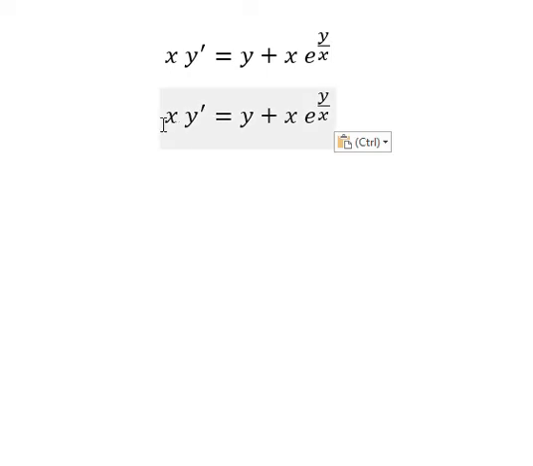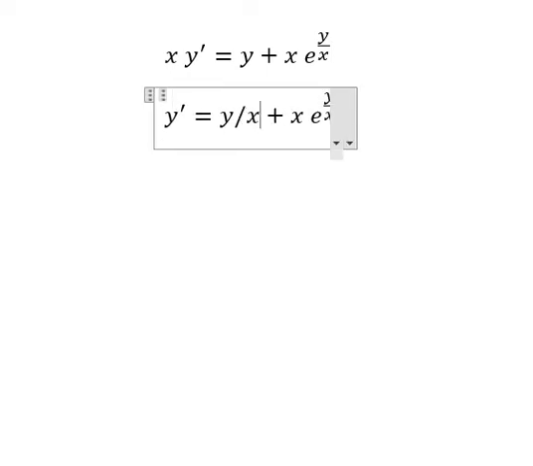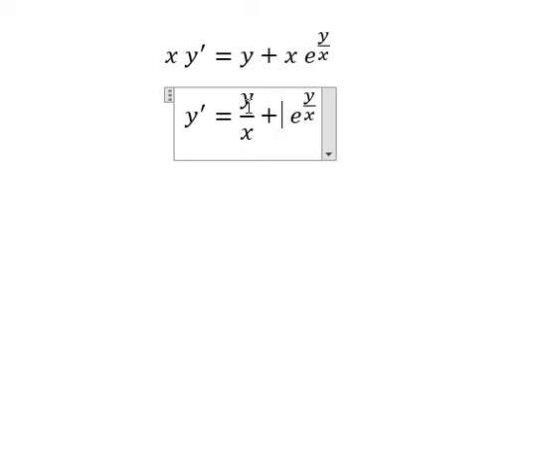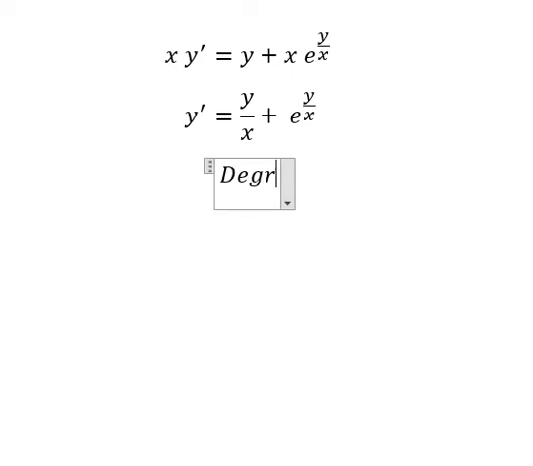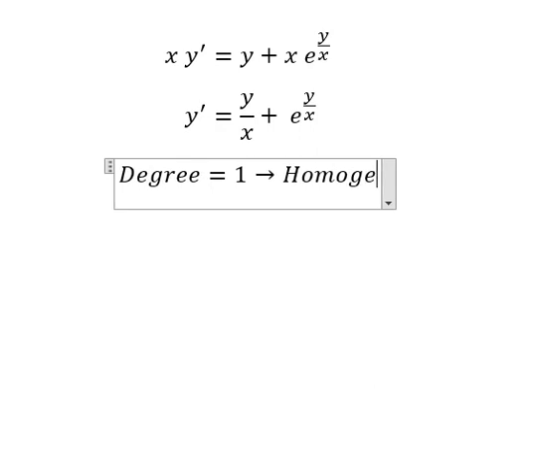We need to divide both sides by s. So we have y over s, y over s. This is the reason number 1, and that is about homogeneous.